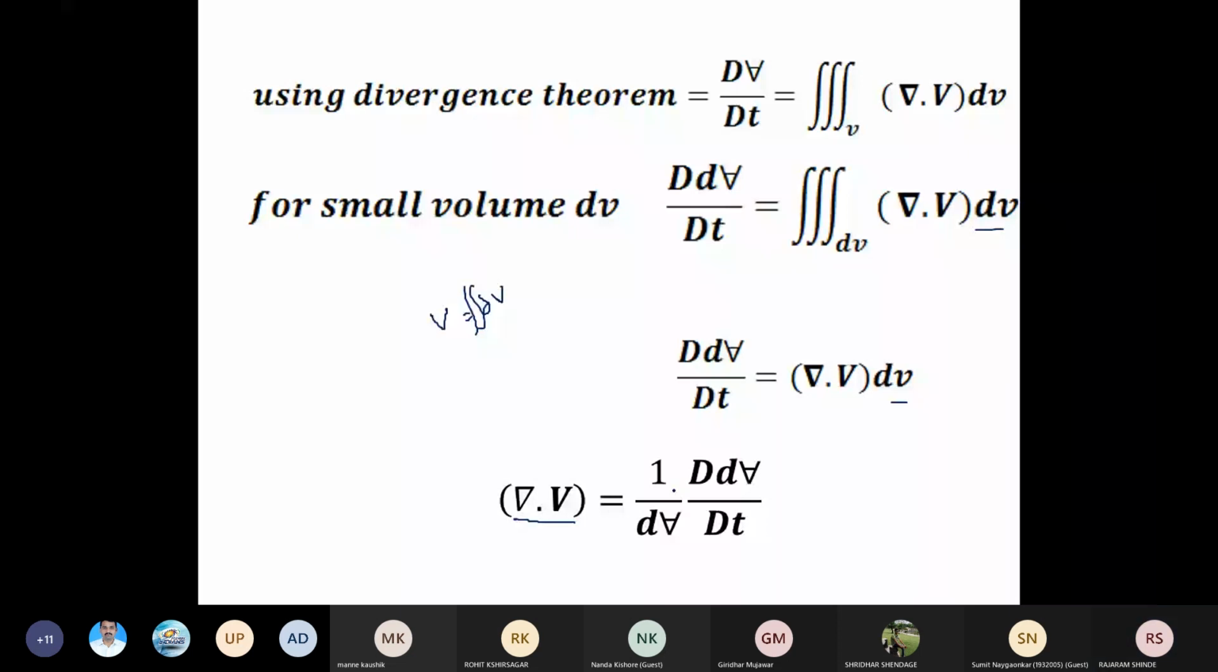I will tell you. Now this equation is giving the divergence of velocity. Okay, and divergence of velocity is the time rate of change of volume of a fluid element with respect to volume. Here you can see, it is the time rate of change of volume with respect to the volume, that is known as the divergence of velocity. Okay, it is the time rate of change of volume with respect to volume. That is your divergence of velocity.